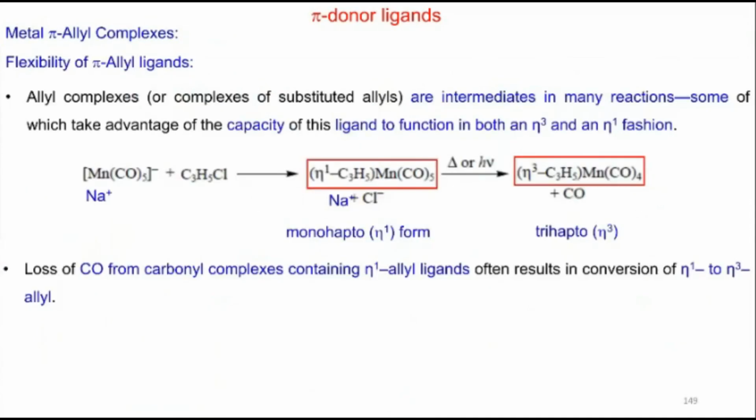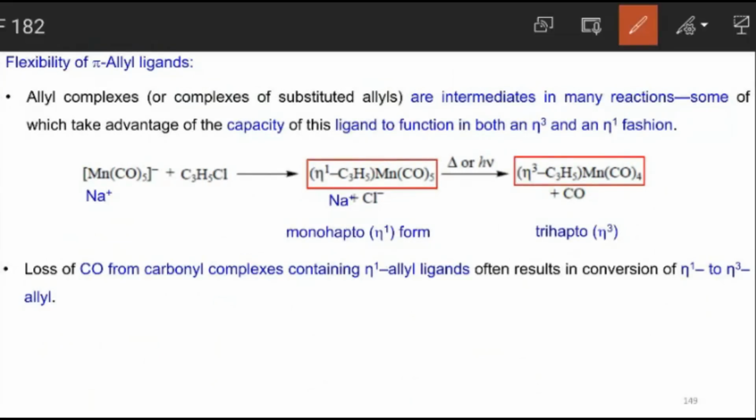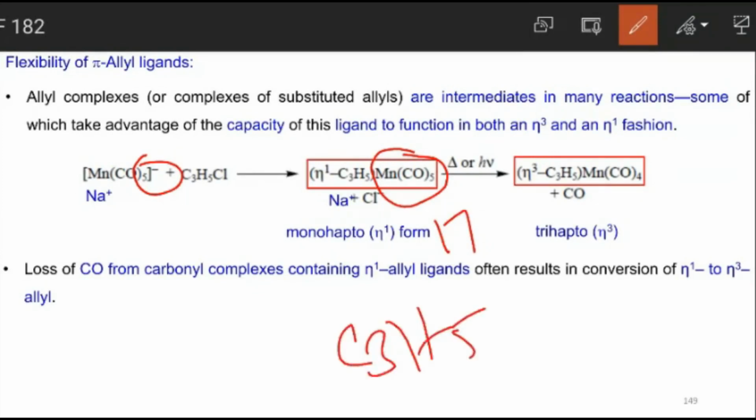The main interesting aspect is that it is a self-adjustable ligand. Look at the reaction. You have sodium MnCO5 reacting with allyl chloride. Initially sodium chloride is lost, and the charge is only one minus. This MnCO5 already has 17 electrons. It needs only one electron. Therefore, the C3H5 ligand will adopt the hapticity 1 mode of coordination, and 17 plus 1 gives the 18 electron rule.